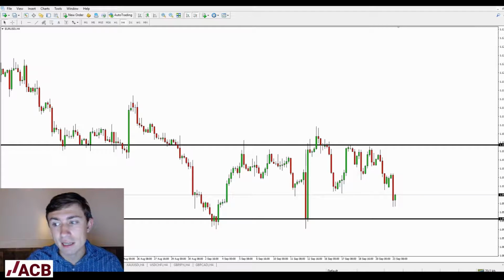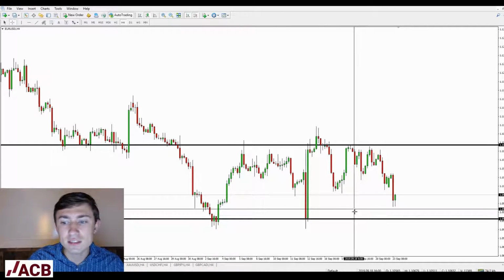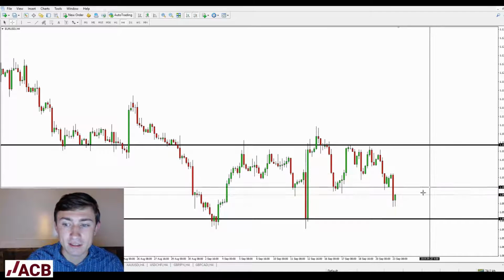Now, is that a guarantee? Absolutely not. There's no such thing as guarantees in the market, but rather just building probability trades. Right? So if we come down to this area, we have seen buyers step in and push price off of these lows nicely multiple times historically. So there's a good chance we do see some sort of reaction once price comes down into this zone.